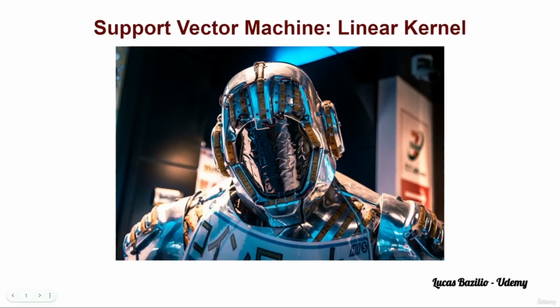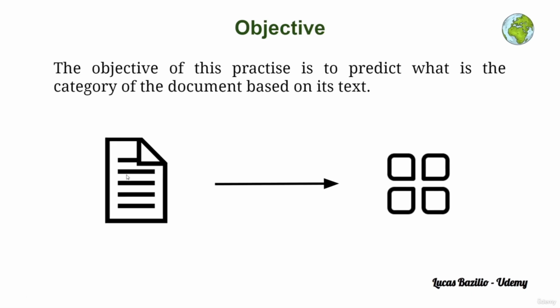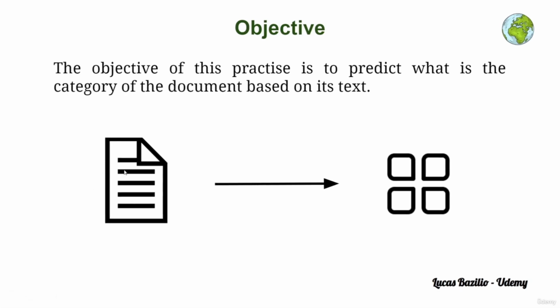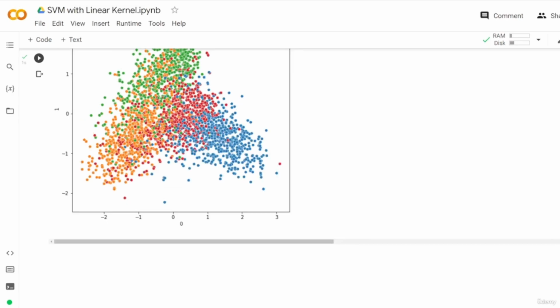Hey everyone, in this lesson we will use the support vector machine with linear kernel to predict the category, that is the class, that each document that we have in the dataset belongs to. Remember, the objective of this practice is, given a document, which category this document belongs to, and we will predict this based on the information of which words appear inside this text, inside this document. So now let's continue where we left off. Let's change the name of this notebook to be support vector machine with linear kernel.